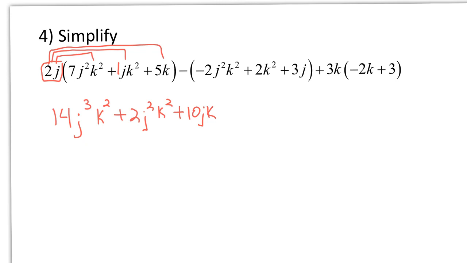But now, you're going to distribute the negative to the parentheses. So negative times a negative 2, and remember that there is an invisible 1 here, so it's a negative 1 times a negative 2.